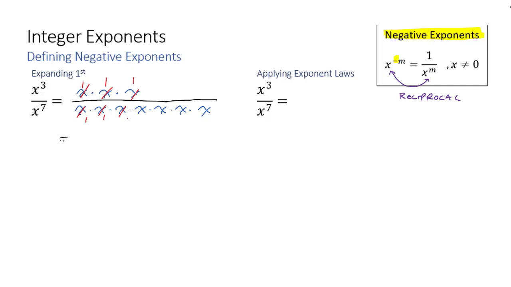What are we left on top with? A 1. What are we left on the bottom with? 4 x's, right? X to the 4. Okay, so there you do it that way. I think it makes pretty easy sense what's going on there. Let's compare it now using the exponent law. The exponent law, we would take these x's, and since it's a quotient, right, we're dividing, we're going to subtract them. So we're going to go 3 minus 7 gives me x to the negative 4.